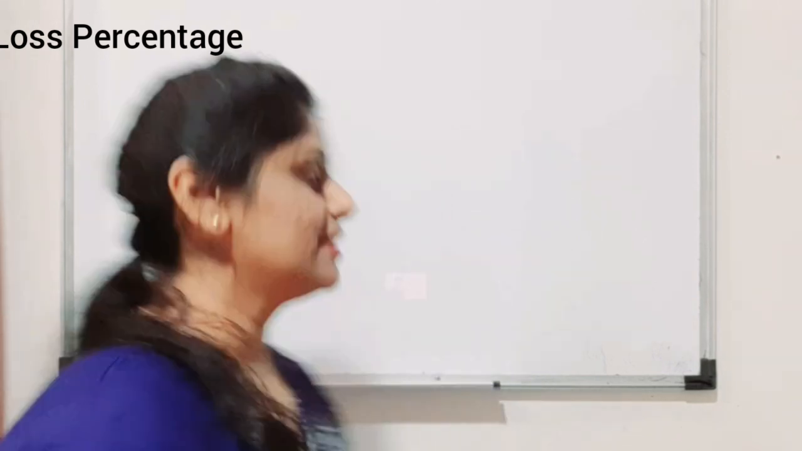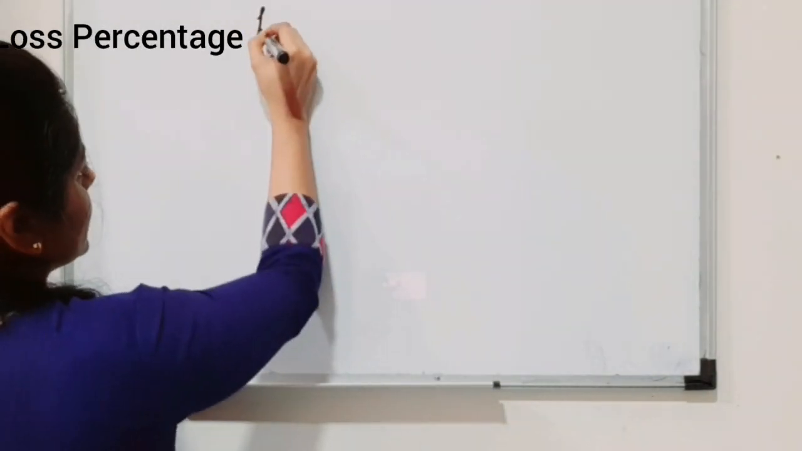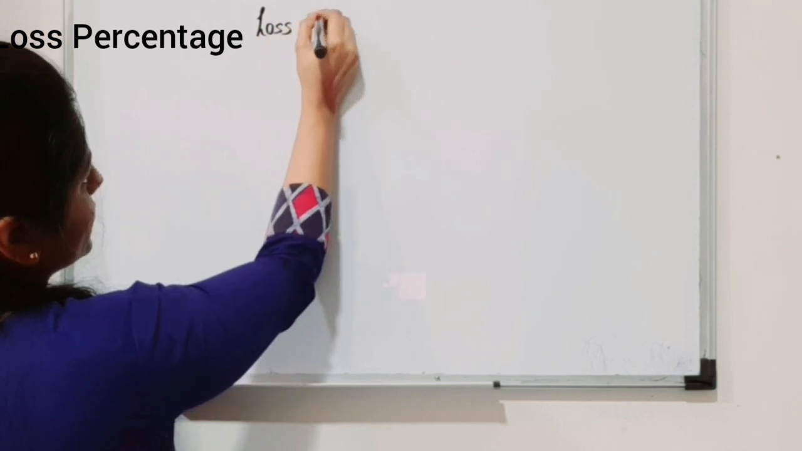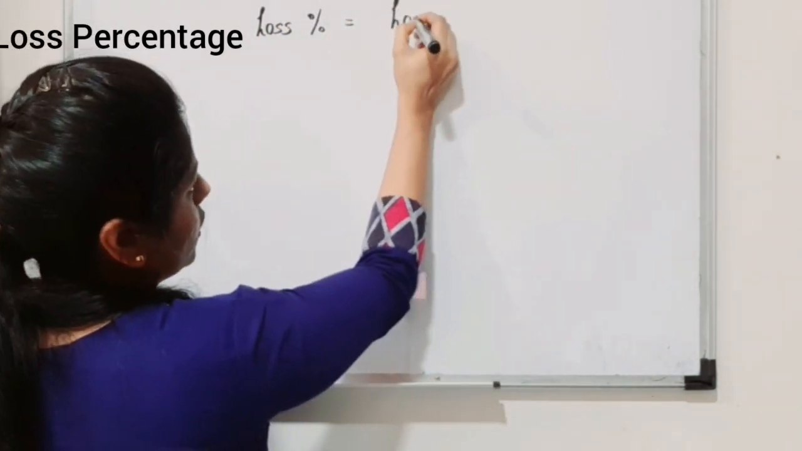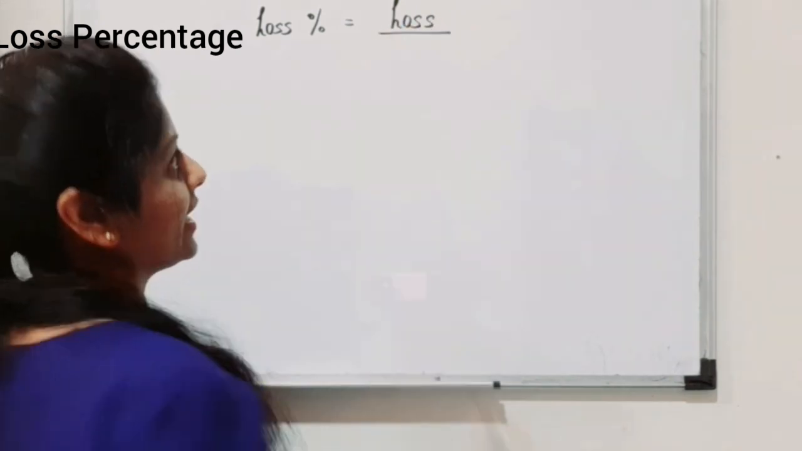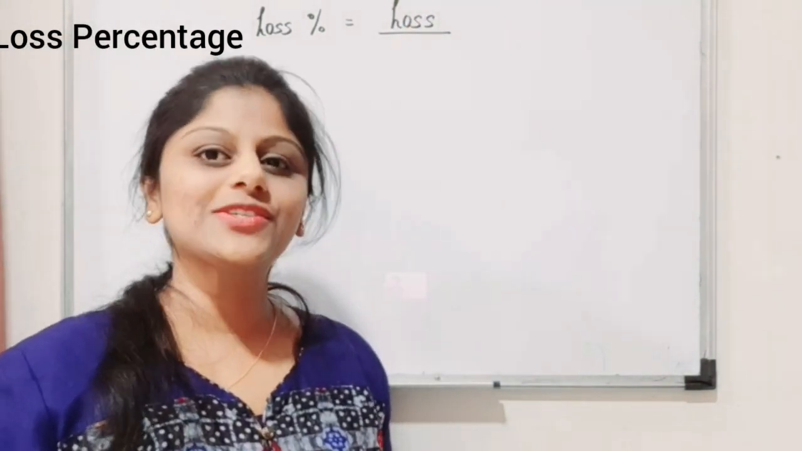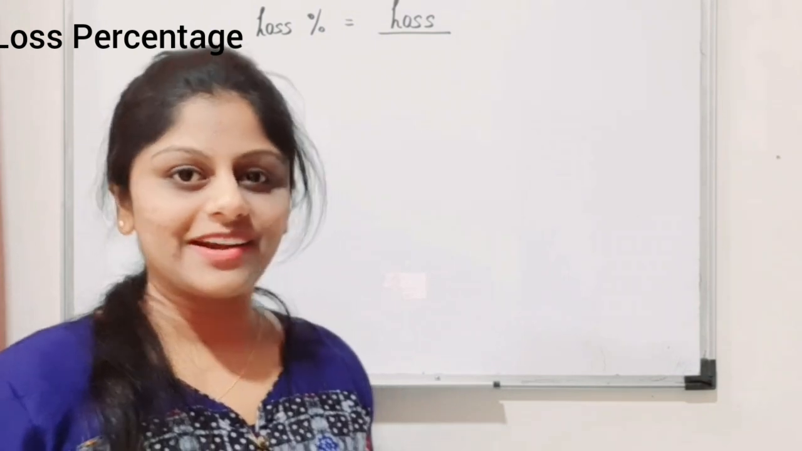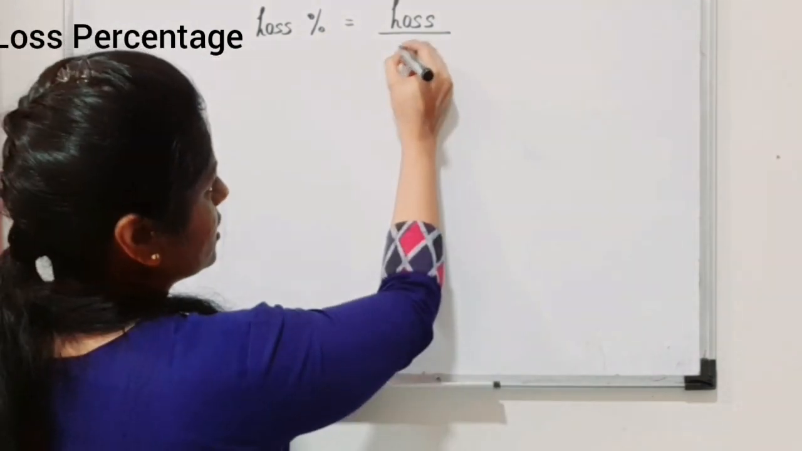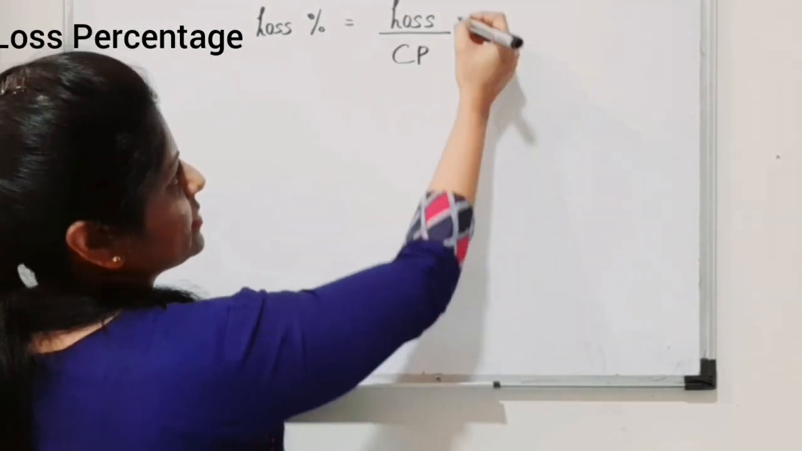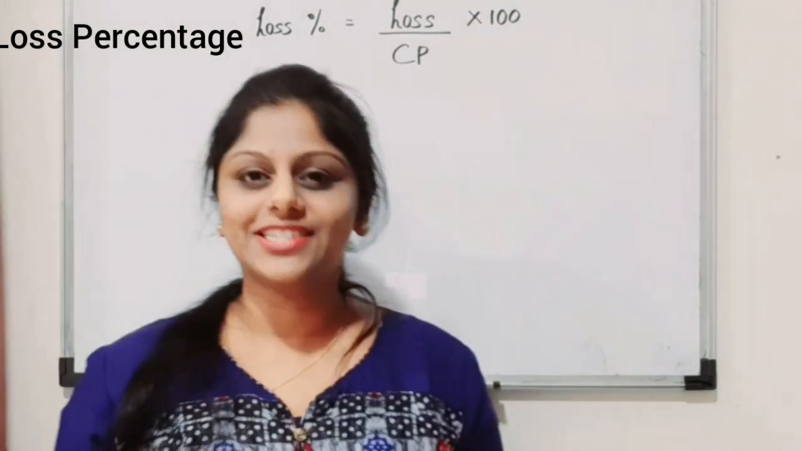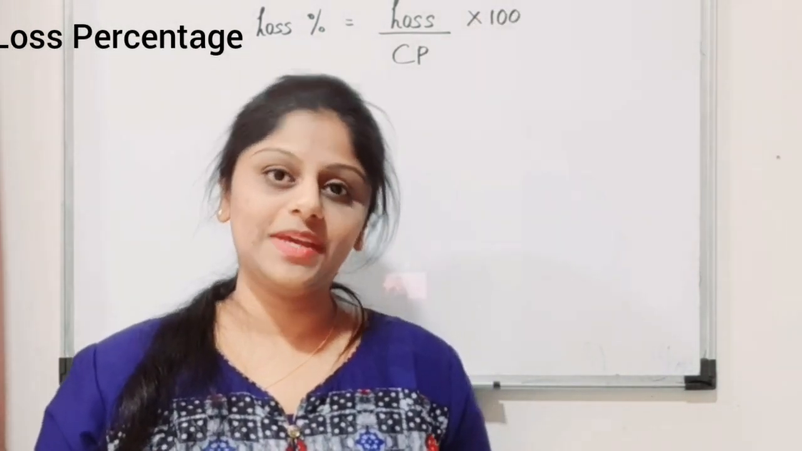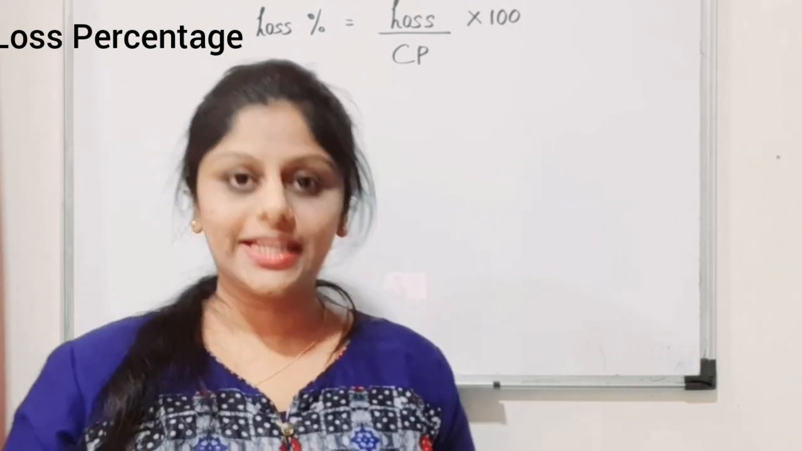So the formula is, because this is loss percentage, it will be loss divided by, the denominator will always be cost price, because we are always comparing it with the original price or the cost price. So CP, and because it is percentage, we will give a 100 over here. Therefore, loss percentage is equal to loss by CP into 100. So let's see a question.